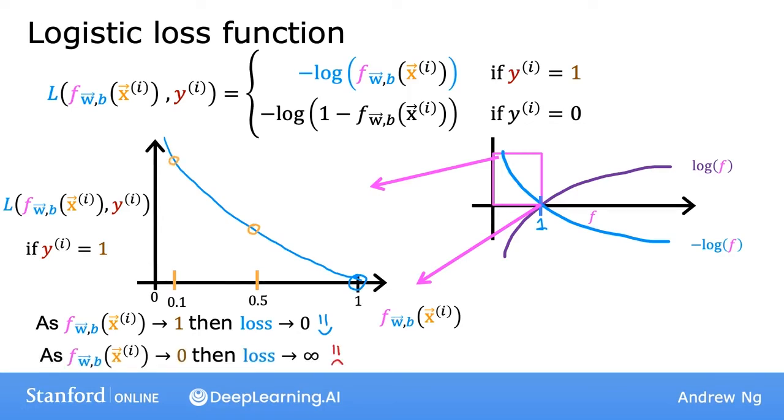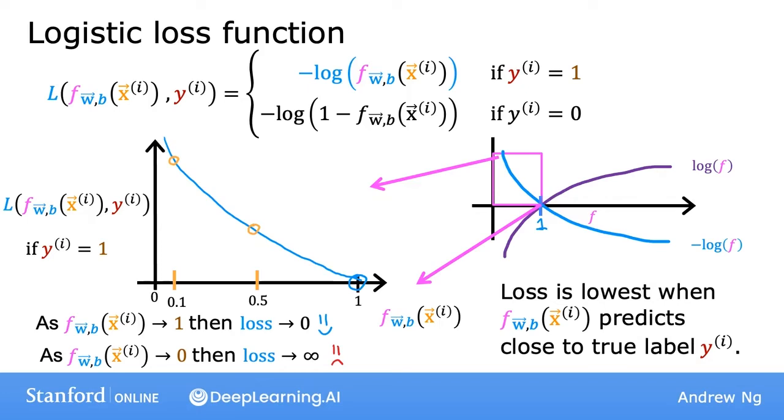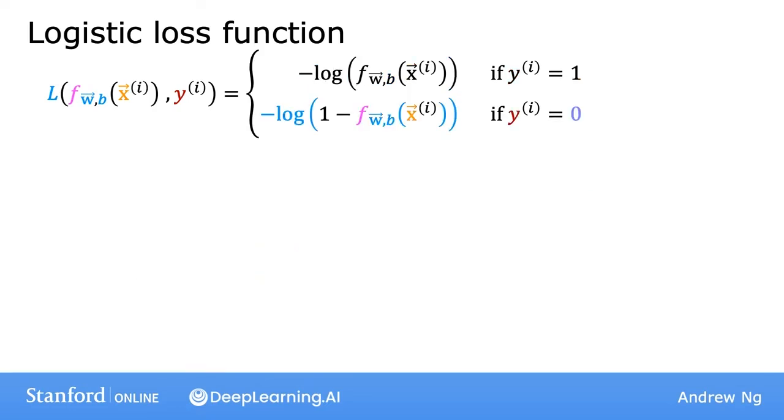So when y is equal to 1, the loss function incentivizes or nudges or helps push the algorithm to make more accurate predictions, because the loss is lowest when it predicts values close to 1. Now on this slide, we've been looking at what the loss is when y is equal to 1. On this slide, let's look at the second part of the loss function corresponding to when y is equal to 0. In this case, the loss is negative log of 1 minus f of x.